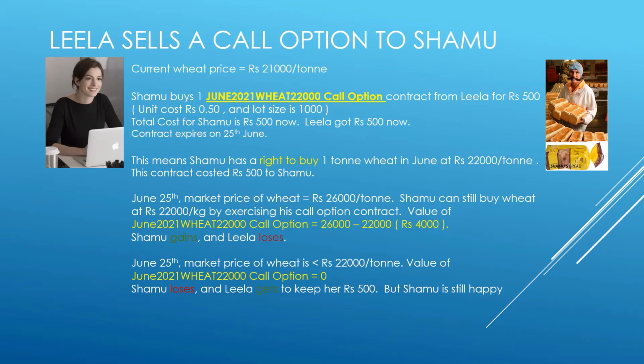Now, what if the wheat prices drop to, let's say, 18,000 per ton? Shamu is even happier because the call option value never falls less than zero. It stays zero no matter what in this case. But Shamu doesn't have to use that call option. Shamu can simply buy wheat at 18,000 per ton in that case. This is where call options come into picture in such cases.